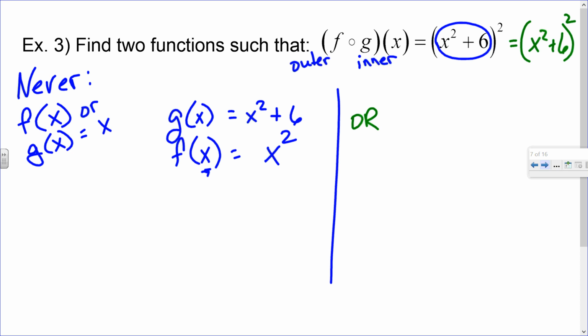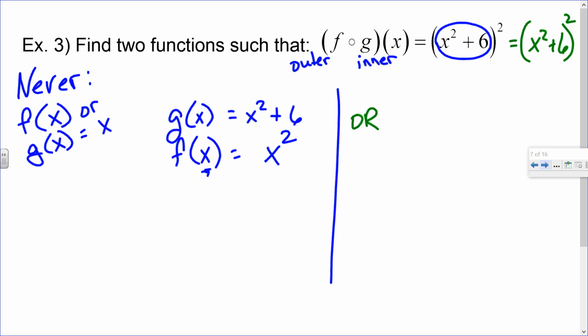What's something smaller than x squared plus 6 on the inside? Smaller than x squared plus 6, but not just x. Abby. Good idea, but we don't want to change. I want something that you actually see up there, and I don't see a root 6. What are you thinking, Elizabeth? What about just x squared? Let's see if we could make that work.